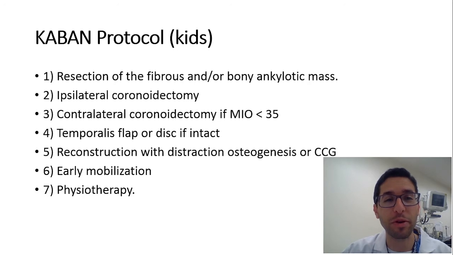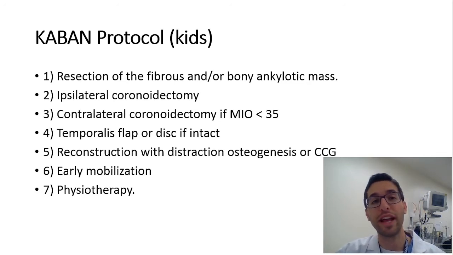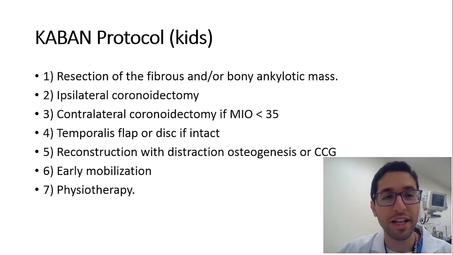Now again, his KABAN protocol is all really intuitive, so we're going to go through it quickly, but everything you could have imagined, this is probably what you would have guessed if you didn't know the protocol. So step 1 is you resect the ankylotic mass. Step 2, you do a coronoidectomy, because that will also help release the trismus. And step 3, you do a contralateral coronoidectomy if your MIO is not more than 35. So if your MIO is fine after steps 1 and 2, then step 3 you just skip.